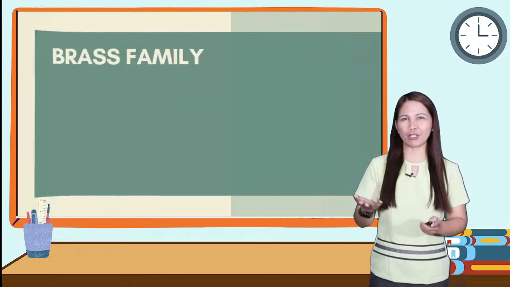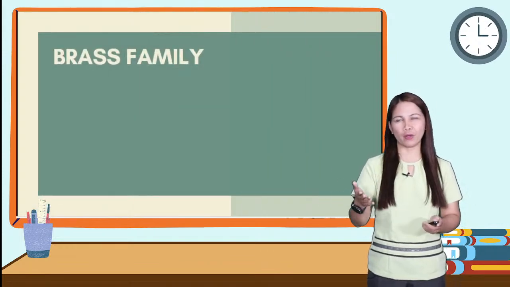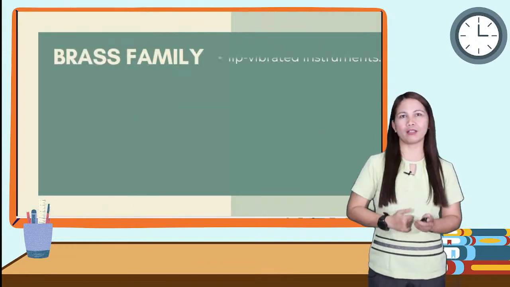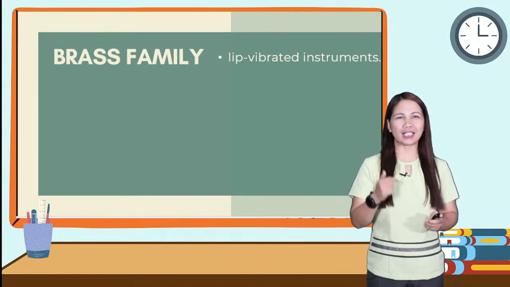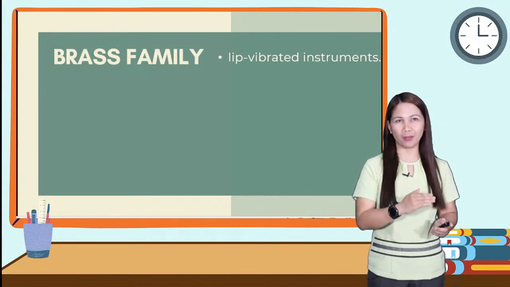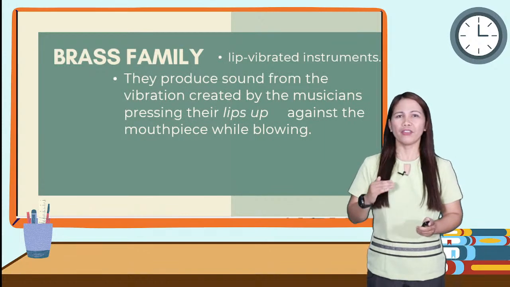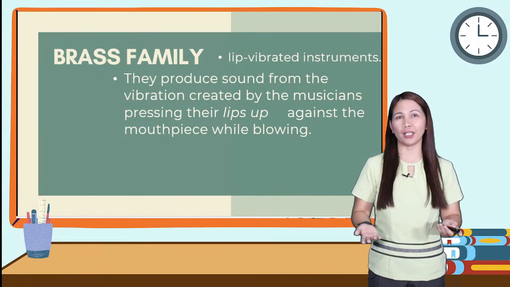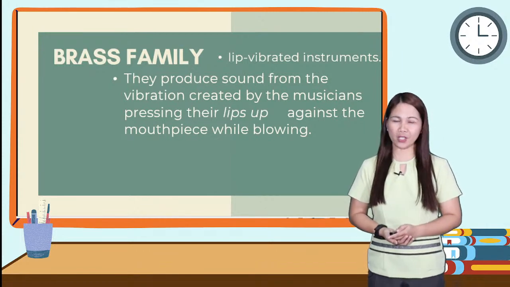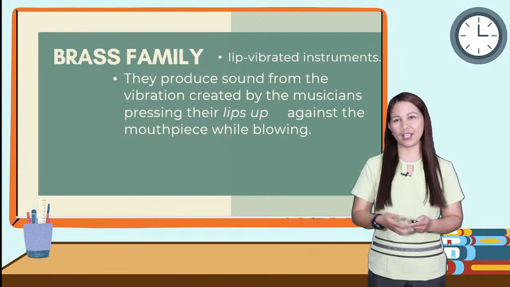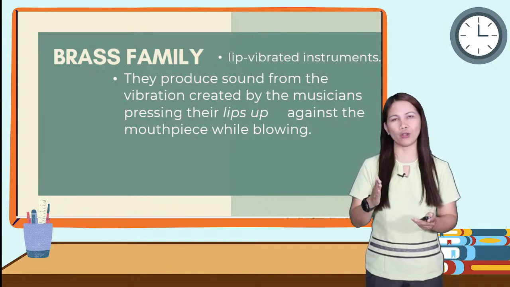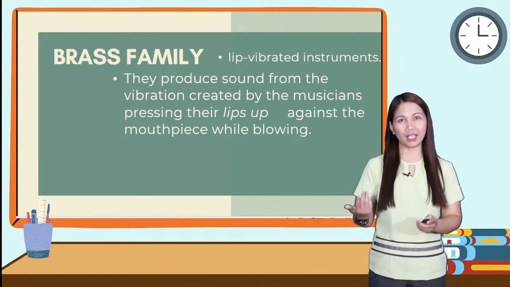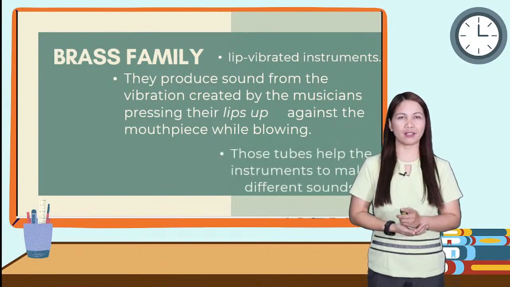So how do we differentiate a brass instrument to a woodwind instrument? So a brass family, it's lip-vibrated objects. They produce sound from the vibration created by the musicians pressing their lips up against the mouthpiece while blowing. So it's really a talent if you're good at playing brass instruments.